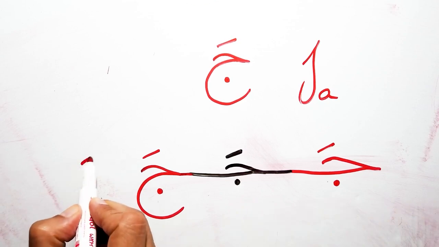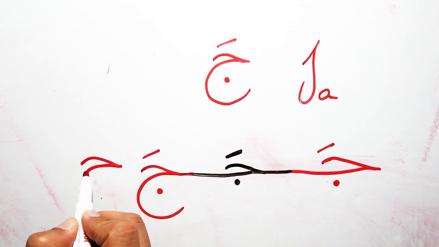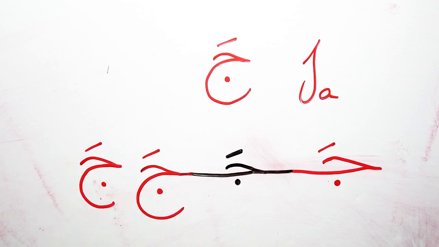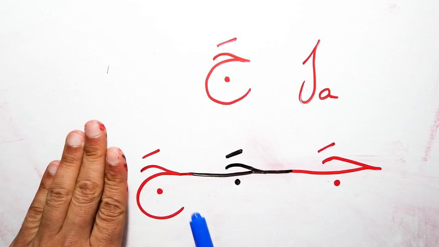And we have another shape for ja in the end of the word, like this. So ja in the end of the word can be like this or like this. Let's read. Ja, ja, ja.